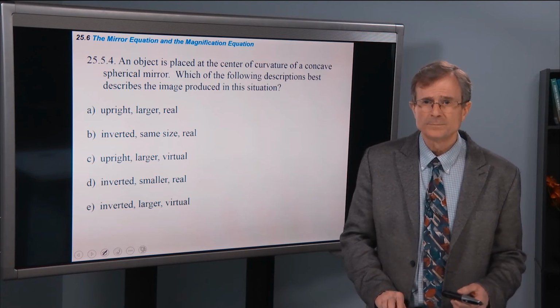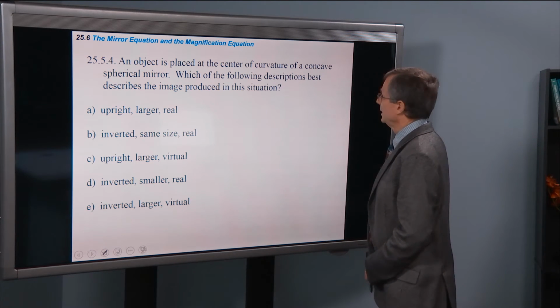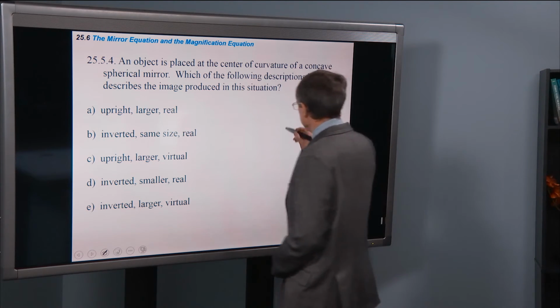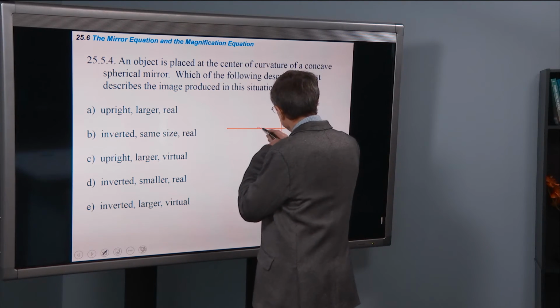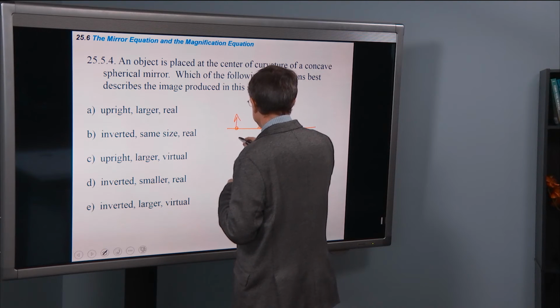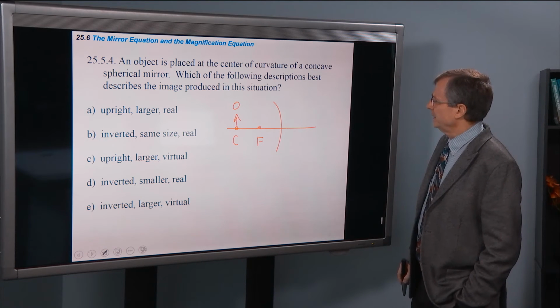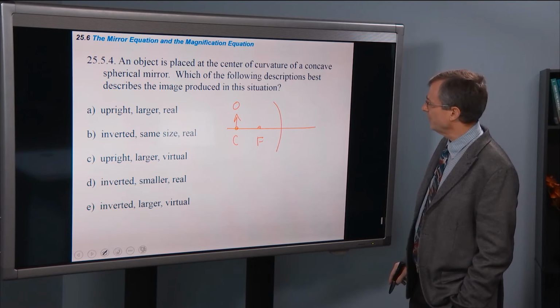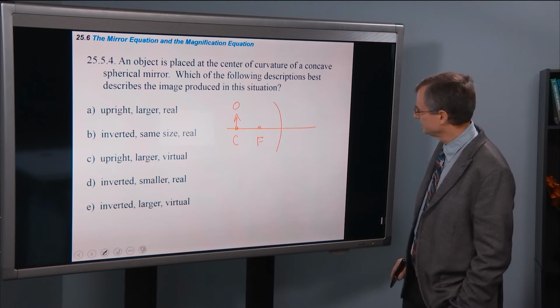That's how these go. An object is placed at the center of curvature of a concave spherical mirror. So that's this case where we have a mirror, focal point, center of curvature, and this is where my object is. Which of the following descriptions describes the image produced in this situation?